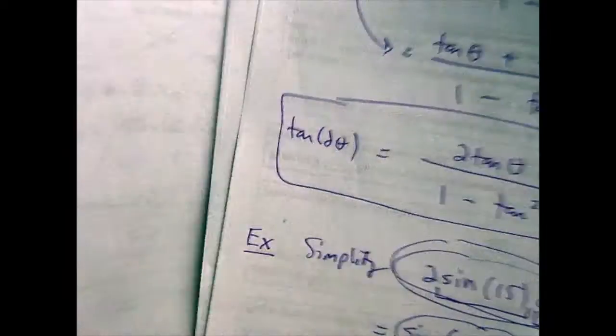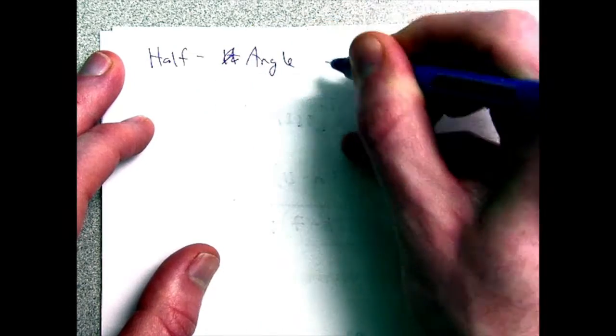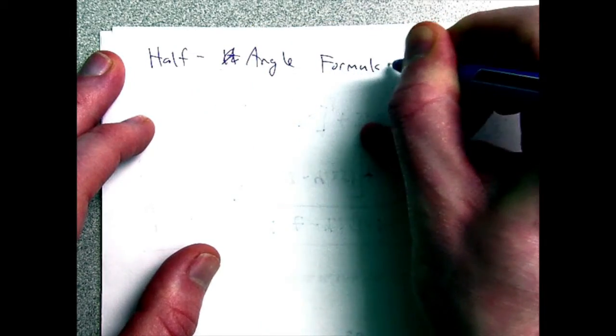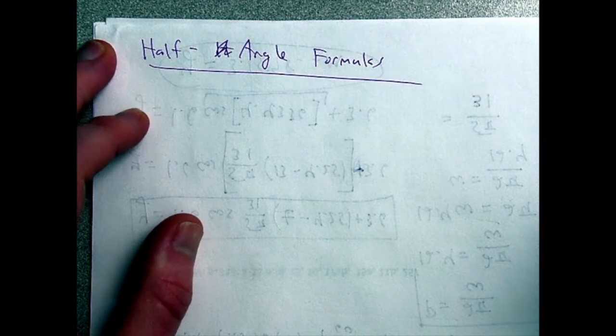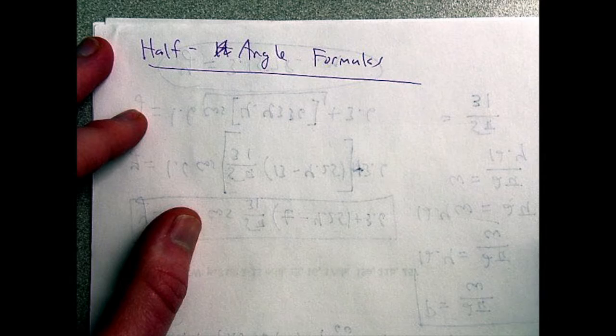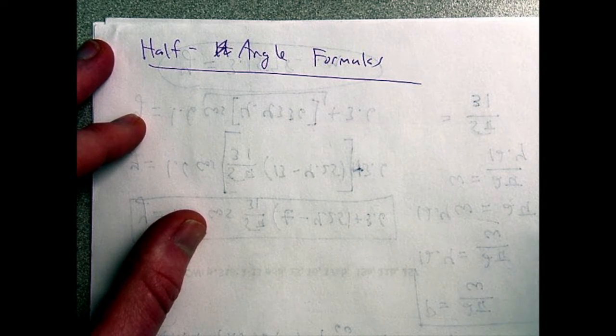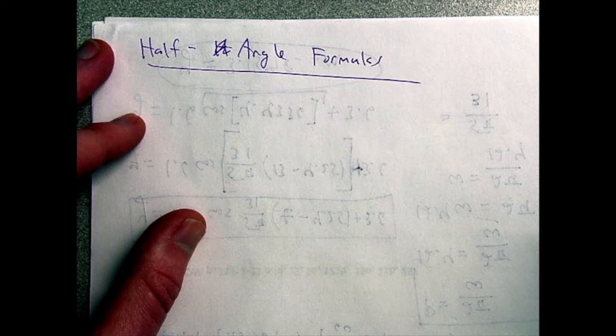Okay, so now I want to talk about the other class of identities that we discussed in class, and that is the half-angle formulas. All right, these are really great because they're going to allow us to find the exact value of actually an infinite number of new angles, right?